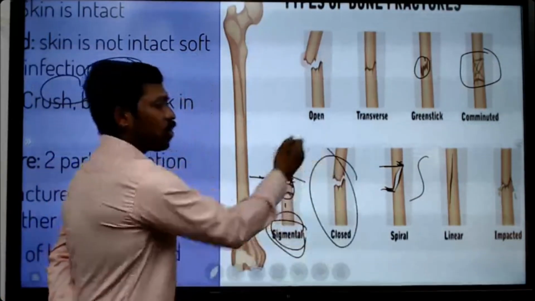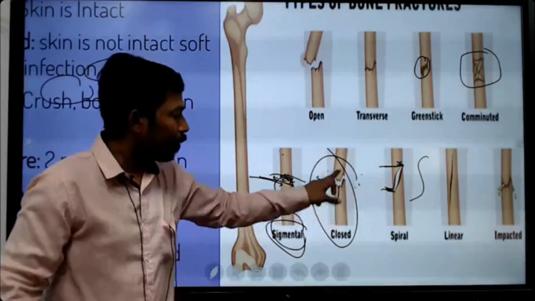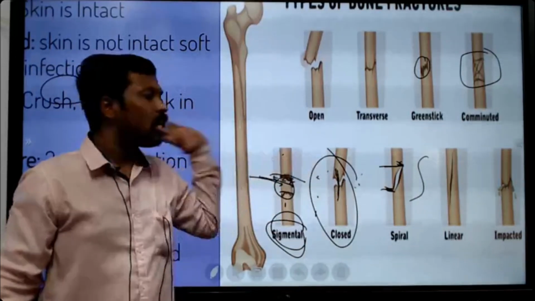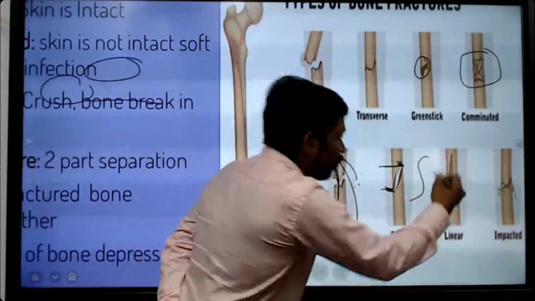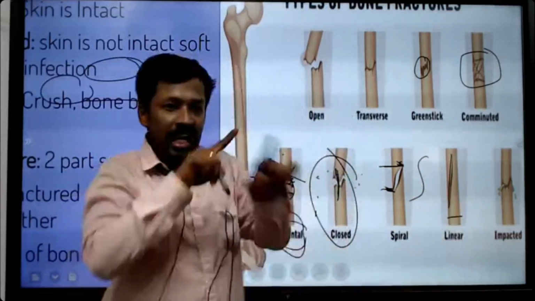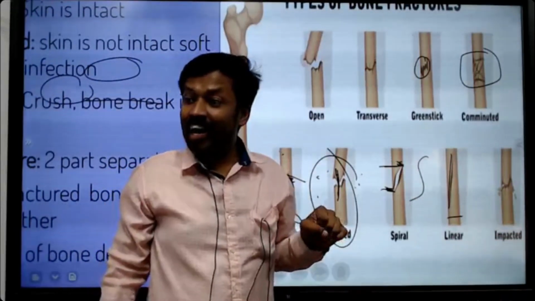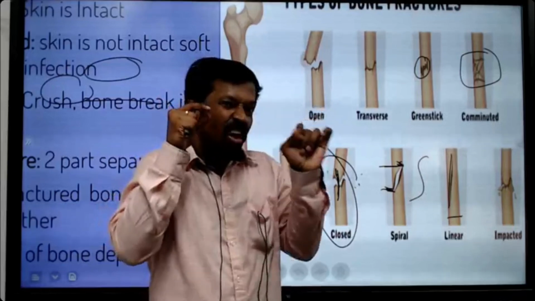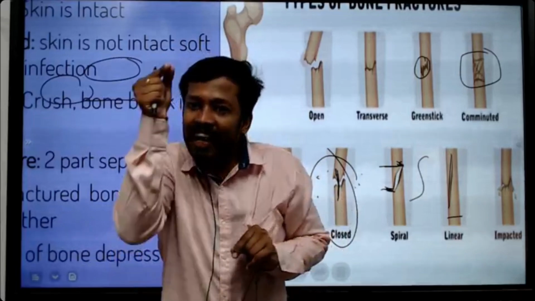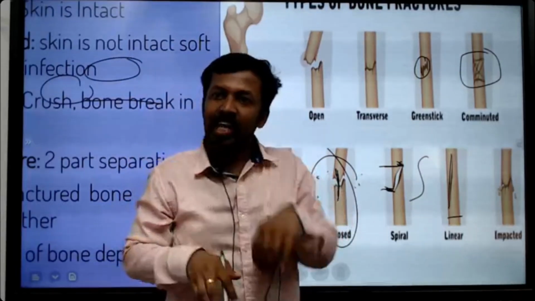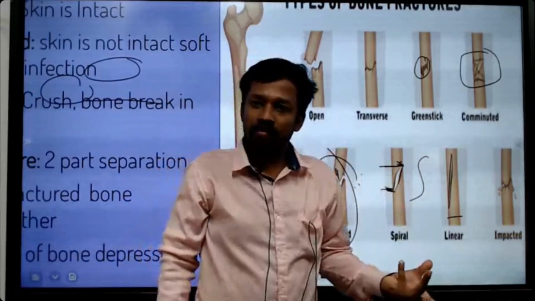What is closed fracture? Already we discussed. Skin, no injury in the skin, but bone is fractured. spiral అయింది. Linear. What is linear? Single line. Only a line. Hairline fracture. What is hairline? అంత తిన్నుగా సన్నగా ఫ్రాక్చర్ అయింది. Like a line, like a drawing line, like a hairline thickness. That is hairline fracture. Got it?